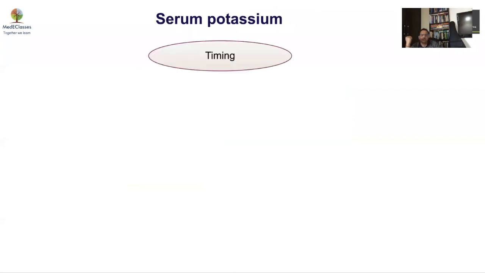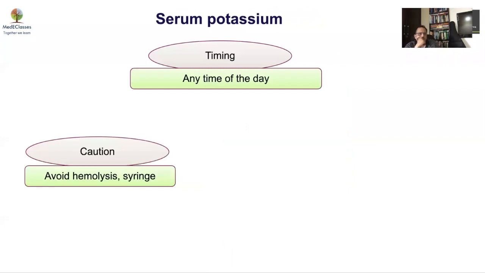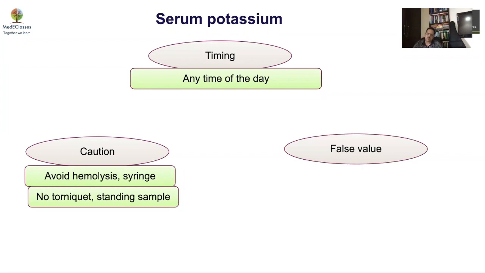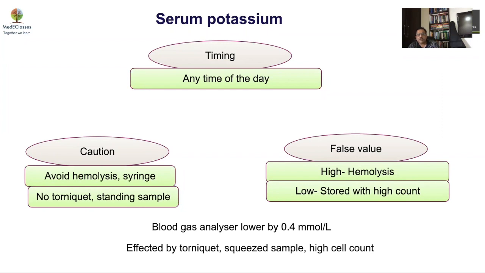What about potassium? Potassium can be done at any time of the day. The caution is to avoid hemolysis and syringe trauma because it's an intracellular ion. We should not apply a tourniquet for long, and a sample should ideally not be lying in the lab for some time. Falsely high values can happen with hemolysis. Low values can happen with storage and with high counts like leukocytosis or even leukemia. Blood gas analyzers tend to have a lower value by 0.4 millimoles per liter, and be careful about a squeezed sample with high count and tonicity if the potassium is high.